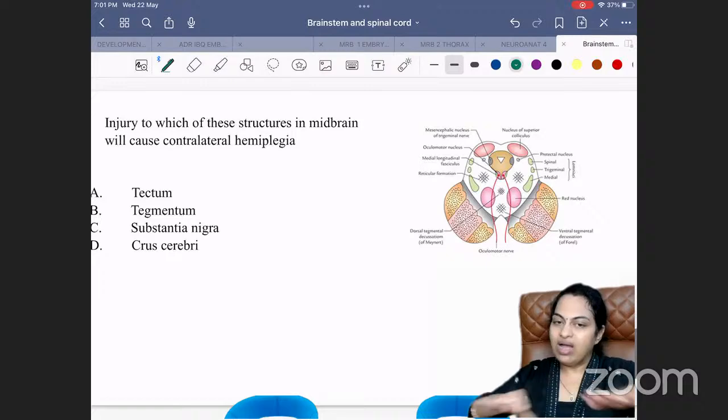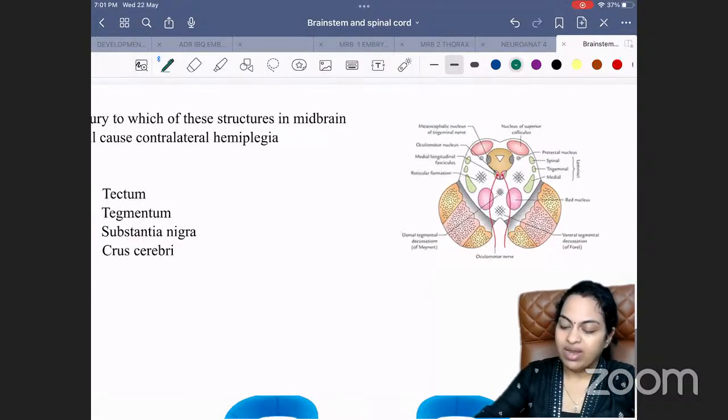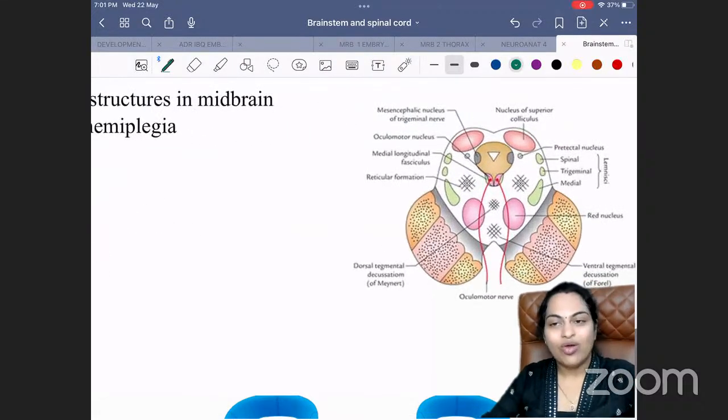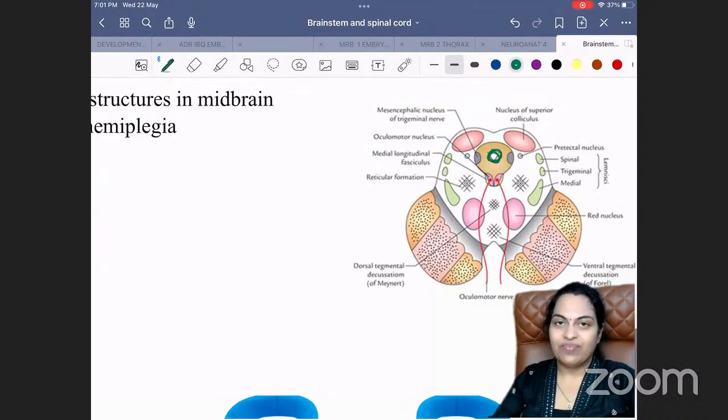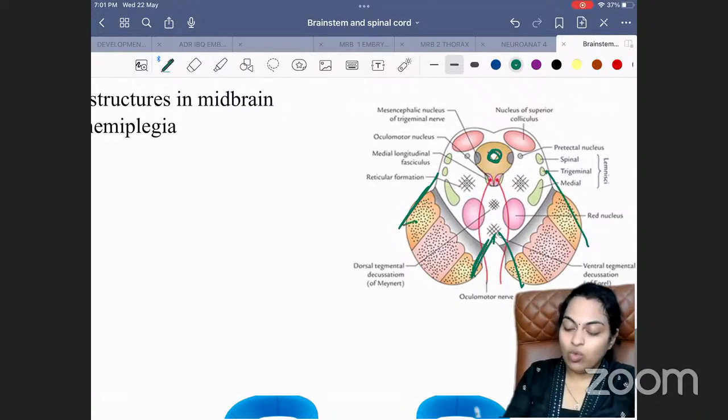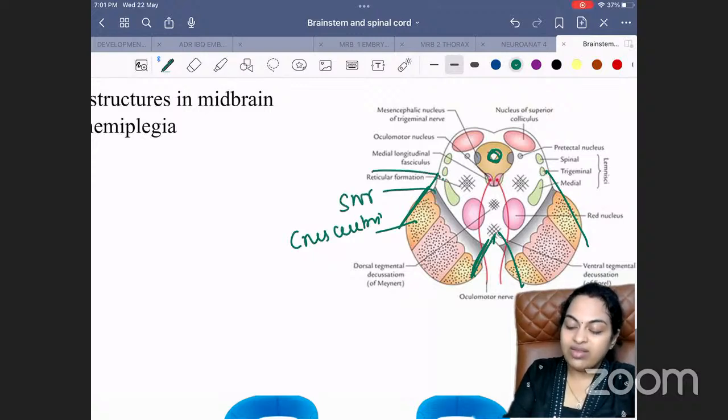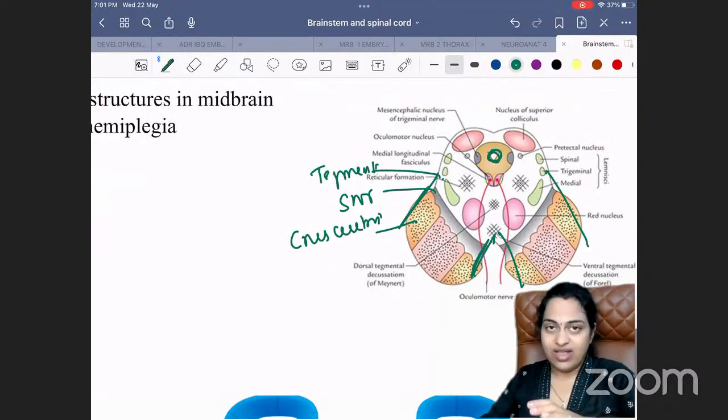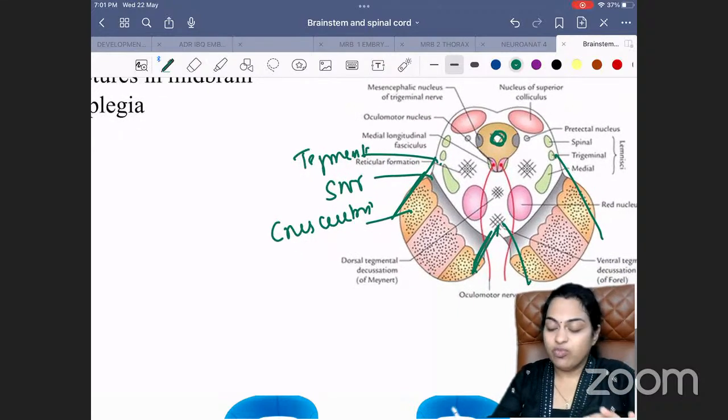So what are the parts that you see in the cross section of the midbrain? Yes, midbrain cross section is very easy to identify because you see the cerebral aqueduct, right? This part is called the cerebral peduncle. There are three components of the cerebral peduncle. What you see, the anteriormost is the crus cerebri. Then you have the substantia nigra, and this part is called the tegmentum.